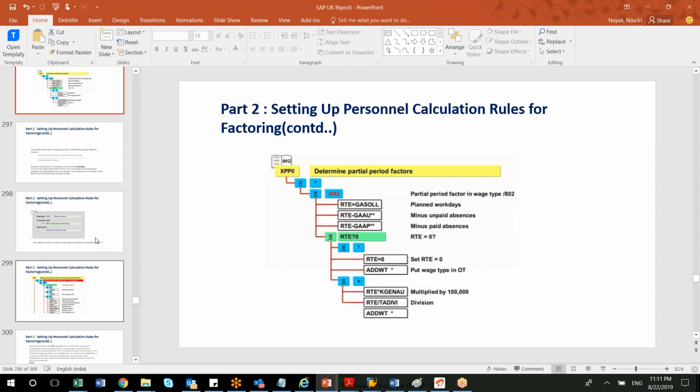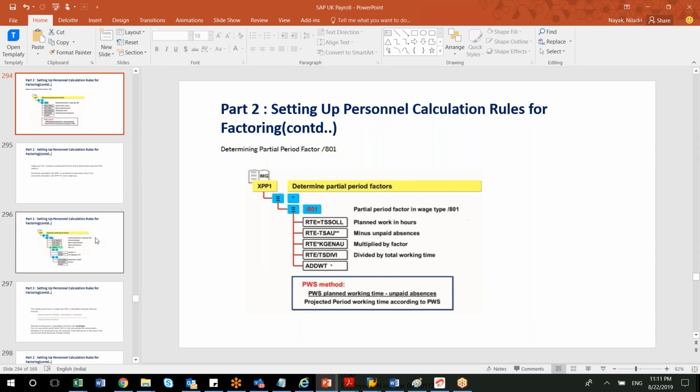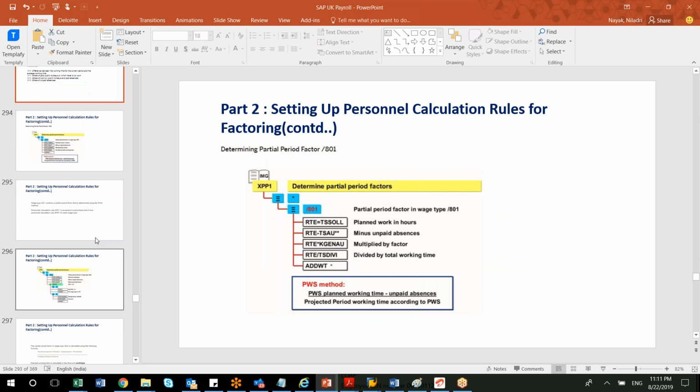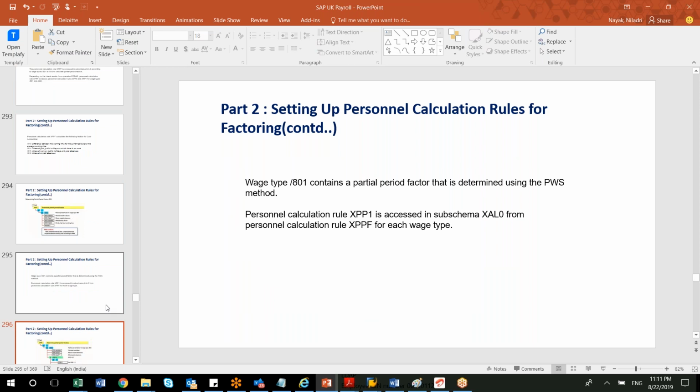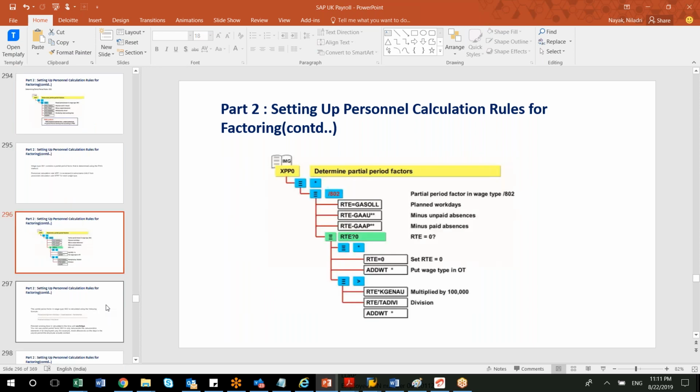In the meantime, you go through this. Also today I'll be sending one document which explains this specifically. It's around a 15 to 20 page document that I'll be sharing specifically for factoring, because from an understanding point of view it is most important.